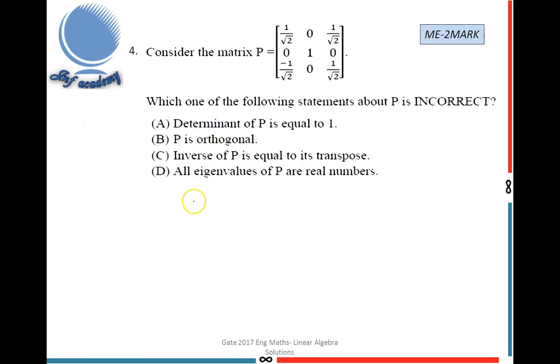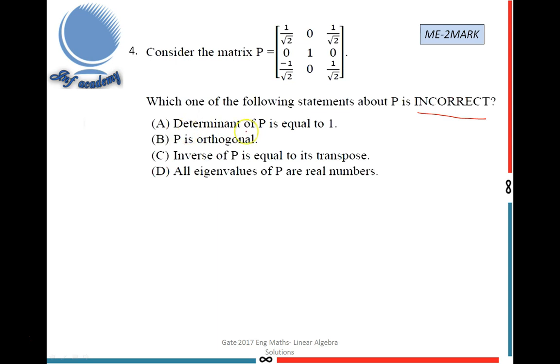Now the fourth problem is: consider the matrix P equal to, one matrix is given. This is a 3 by 3 matrix. Which one of the following statements about P is incorrect? It's from the ME department. It has 2 marks. The first statement is determinant of P is equal to 1. Here first I have to check the determinant. First statement A, is it correct or incorrect?